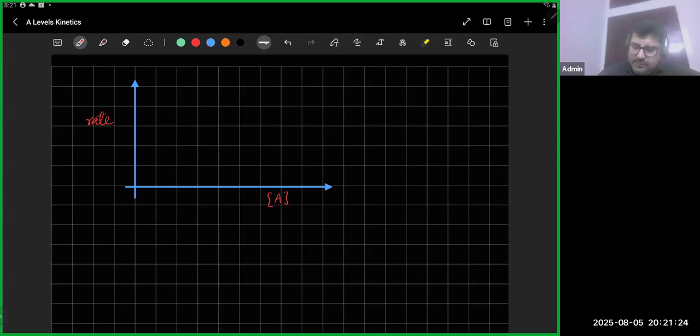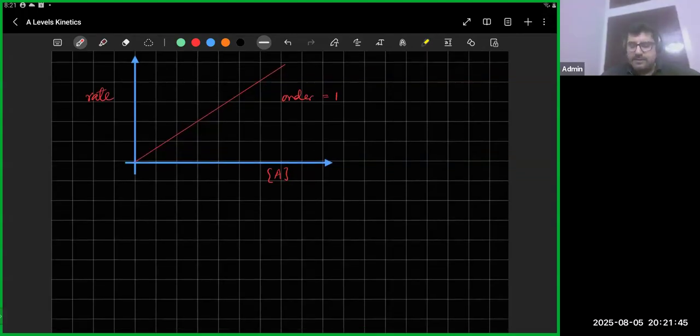The rate of the reaction would also increase proportionally, right? This is the order one graph, which is pretty obvious. So there's another graph.